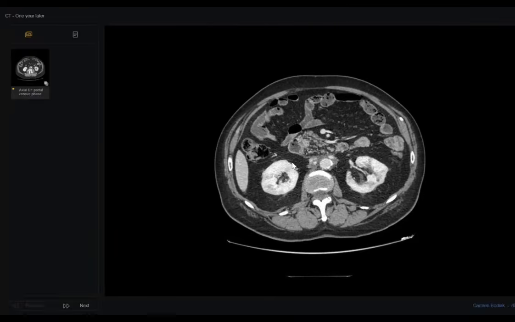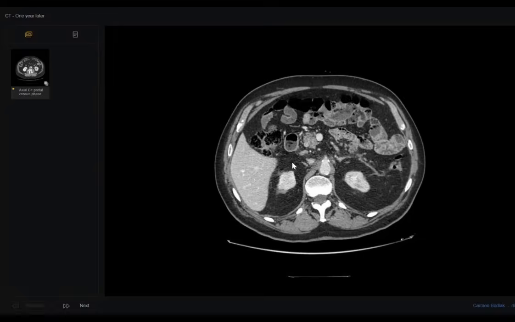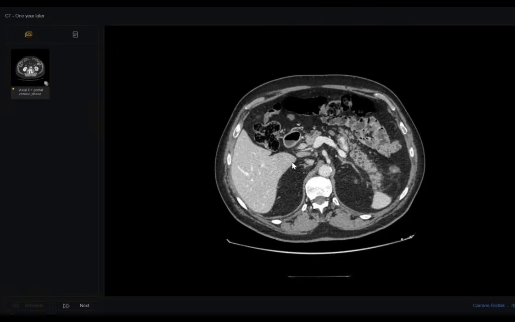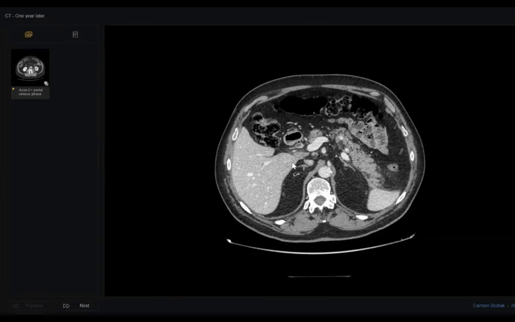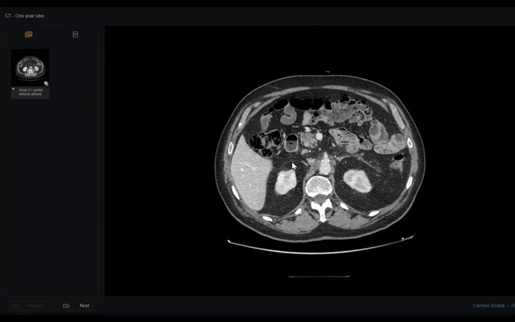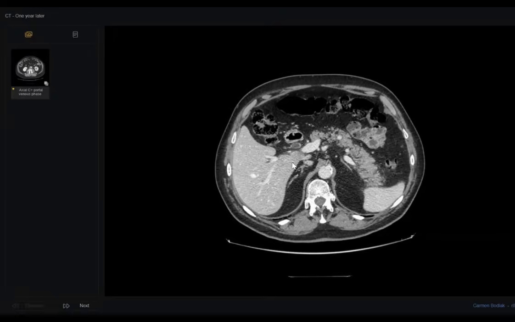Okay. Yes, it's decreasing. So after treatment, there is a marked decrease. Do you have any other change here?